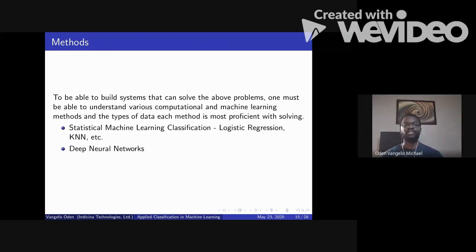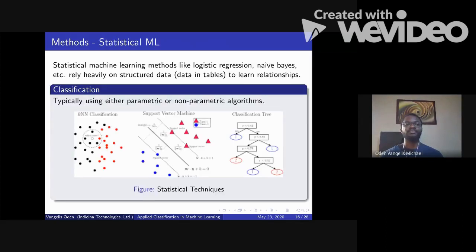But when it comes to classification, we have two methods where we have the statistical machine learning classification. And in that method, we're just using statistical methods, logistic regression, k-nearest neighbors, support vector machines, to try to classify data into two or more classes. And then the other method is the deep neural networks, where we adapt methods of neural functions to predict what class a particular input data belongs to. I'll explain this a little bit more.